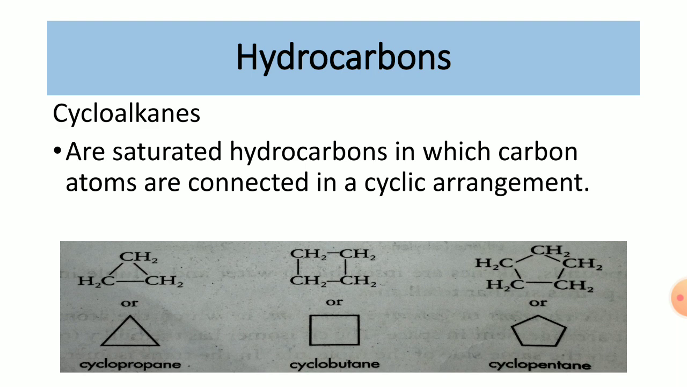The corner of these polygons corresponds to a carbon atom attached with 2 hydrogen atoms. On our cyclopropane, we have 3 carbon atoms, wherein each carbon atom is attached with 2 hydrogen atoms. Same is true with cyclobutane. We have 4 carbon atoms, and each carbon atom is connected with 2 hydrogen atoms.